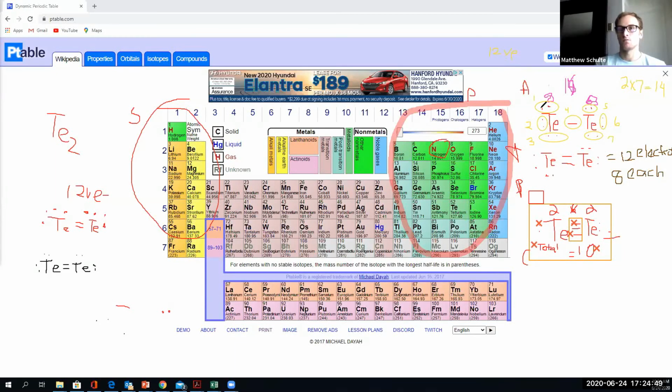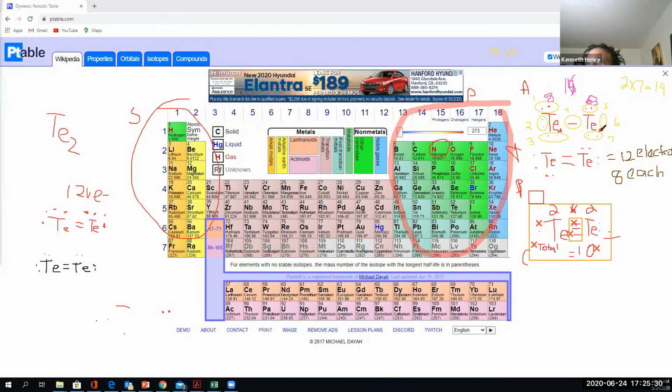So we know that this one is also wrong because it has too many electrons around it. Even though, if you count this tellurium, we'll call it tellurium A, how many electrons does tellurium A have around it? 8. And tellurium B? It has 8, right? So even though it obeys the octet rule, it screws up because it has too many electrons, because we're only supposed to have 12. We have 14.